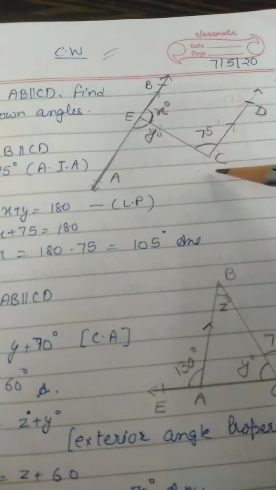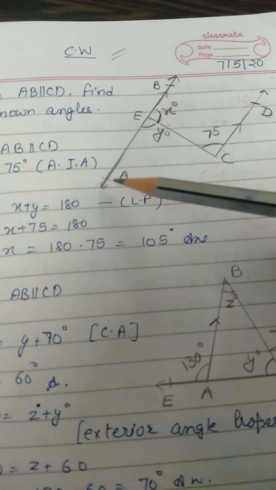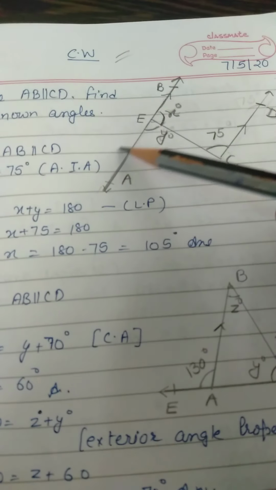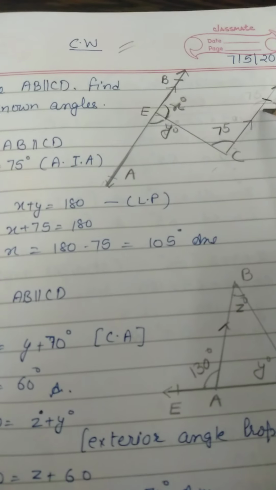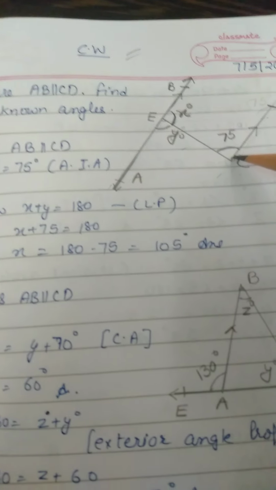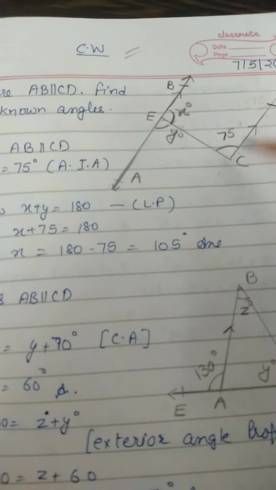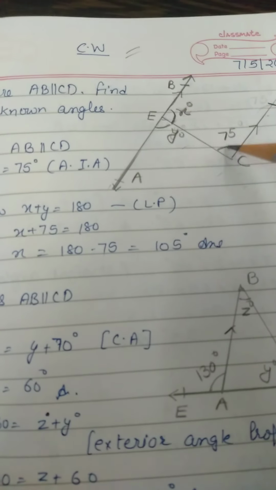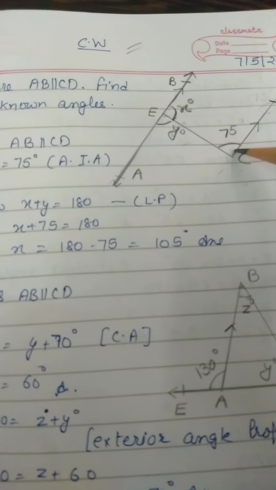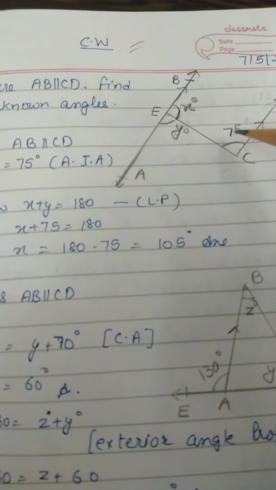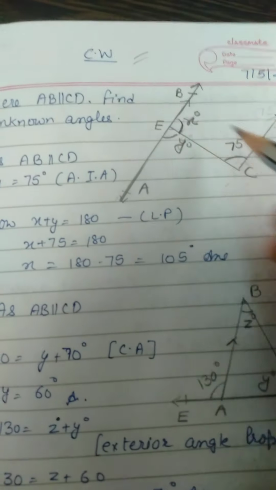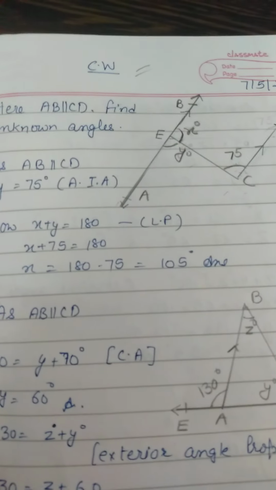So these are parallel lines. Okay, so it is the form of Z. Z always means alternate interior angle. It means the value of Y is 75 degrees. Now these are co-interior angles, and we know that the sum of co-interior angles is 180 degrees. So that's why x plus 75 is equal to 180 degrees.